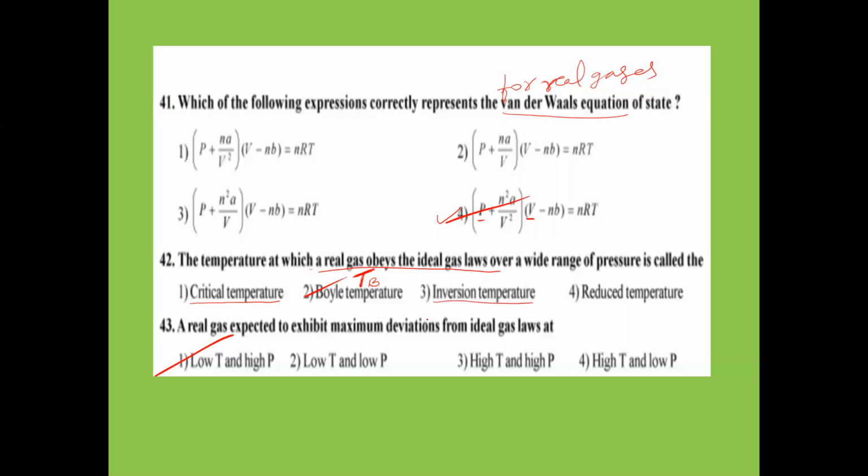I told you what inversion temperature is. The inversion temperature of a real gas is the temperature below which, if the real gas is expanded, it will show a cooling effect. And above this inversion temperature, if the real gas is expanded, we get a heating effect. So two types of effects, heating and cooling, will be shown by this gas.